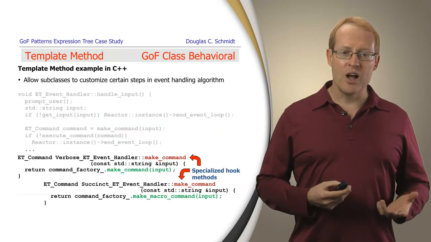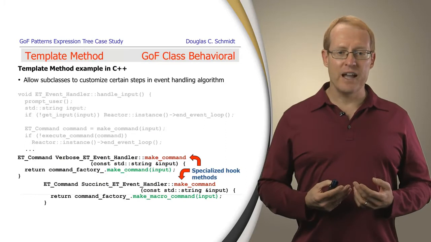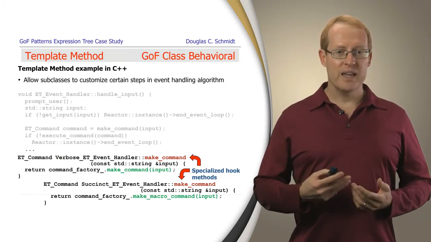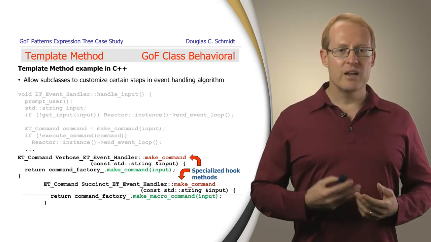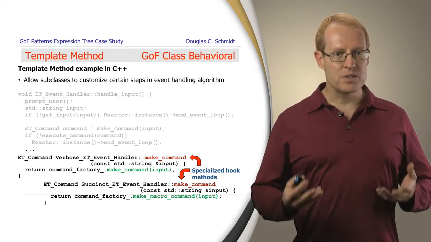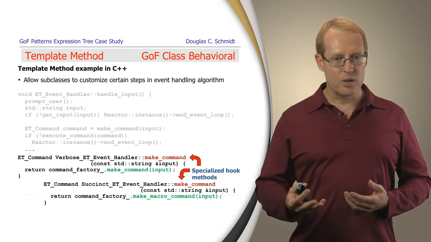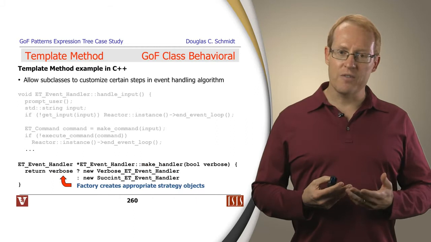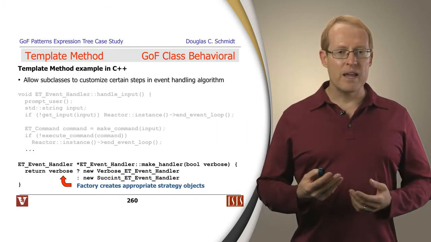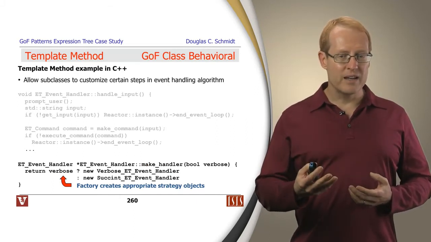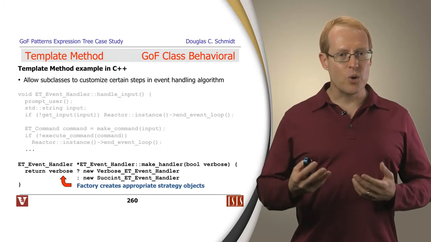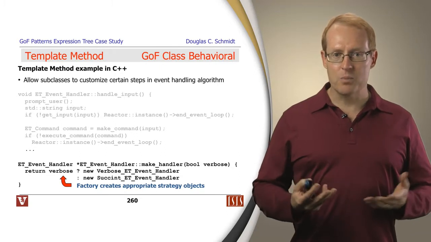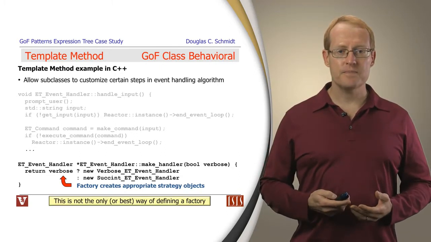And then we can come along and inherit from that and then define the way in which the verbose event handler's make command method works, in which case it goes ahead and makes a single command, and contrast that with the way that the succinct event handler's hook method works, which makes a macro command. Likewise, we can also illustrate how the factory we've defined might select, choose, and instantiate the appropriate choice of event handler, either verbose or succinct, based on options that are passed in on the command line.